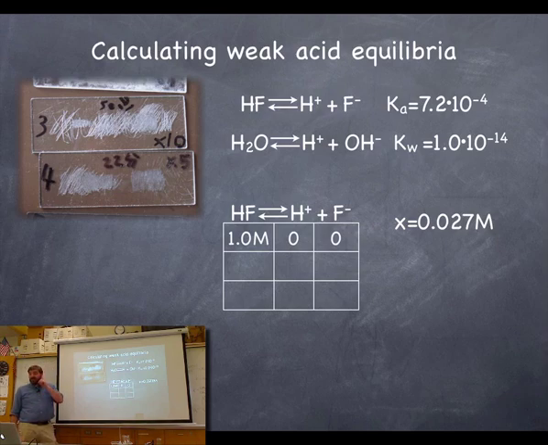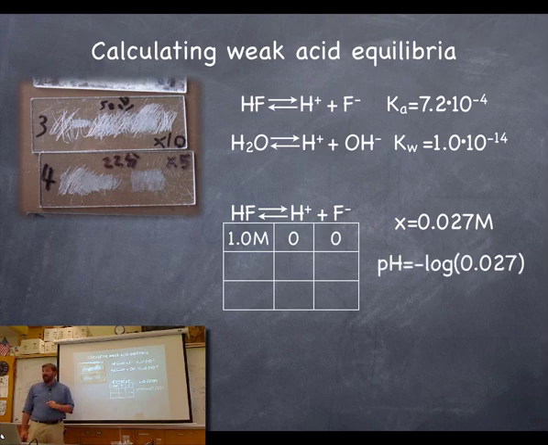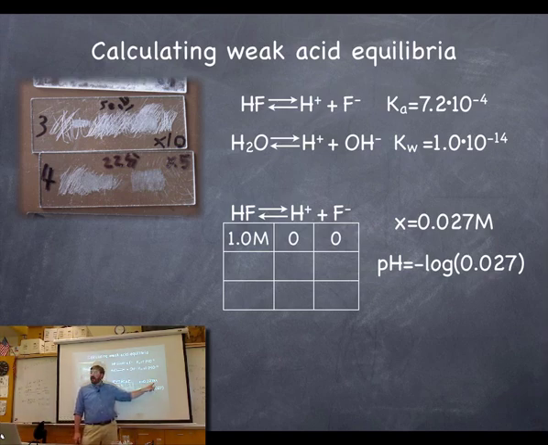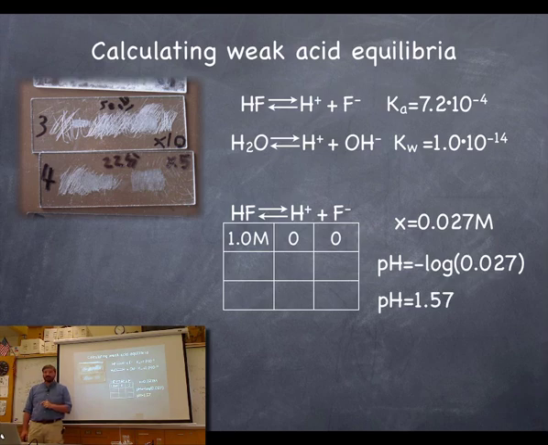Now, here's the key, right? This problem, what I was asking you to find was the pH. What do we have to do to this value to get the pH? We have to take the negative log of it. Okay? So negative log of 0.027, because this is the hydrogen ion concentration. So we want to take the negative log of it to get the pH. Press the negative, not subtract, but negative, then log, then the number. 1.57.